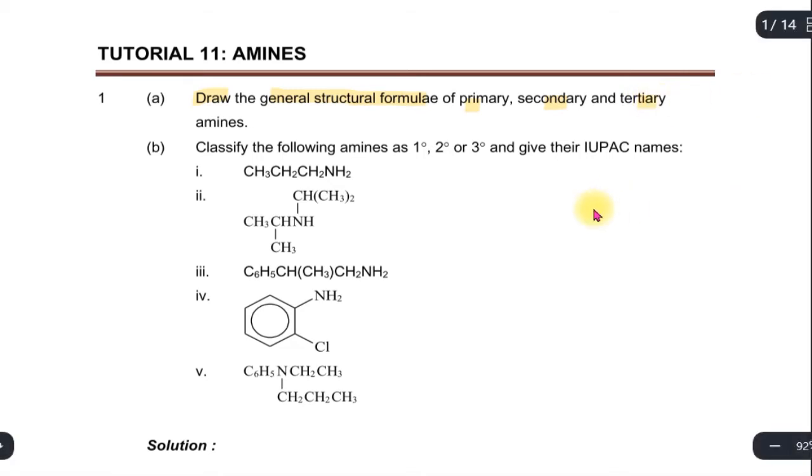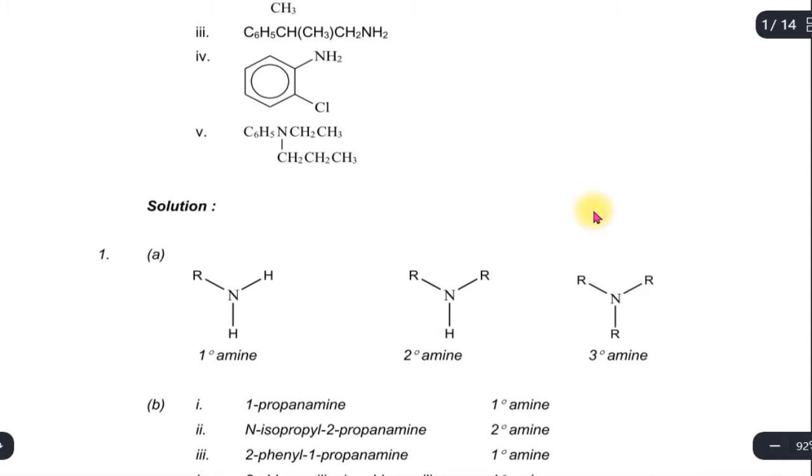It's quite simple. You just need to show that the primary amine will attach with one alkyl group. You always have to remember that the maximum bonding for nitrogen is 3. There are 3 bonds for the nitrogen atom. So this is ammonia. The primary amine will attach with one R group, the secondary amine will attach with 2 alkyl or aryl groups, and the tertiary amine attaches with 3 alkyl groups. So these are the general formulas for primary, secondary, and tertiary amine.